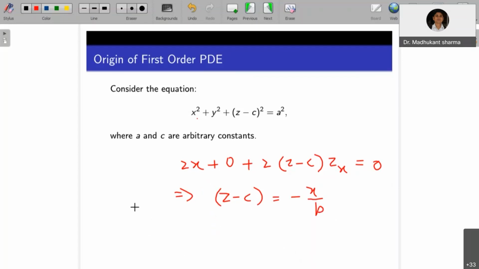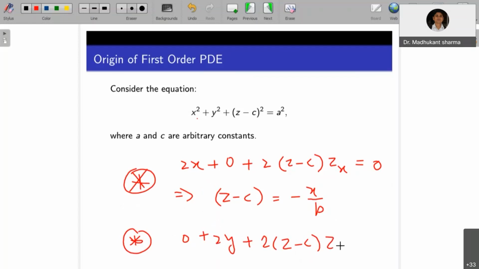Now when you differentiate partially with respect to y, it is symmetric: you have 0 plus 2y plus 2 times (z minus c) times zy equals 0, and that will lead to z minus c is equal to minus y by q.